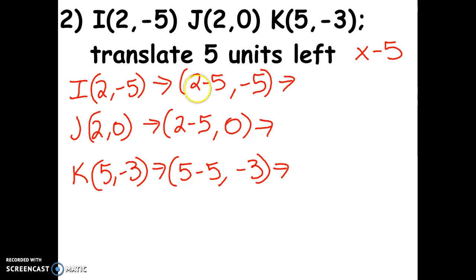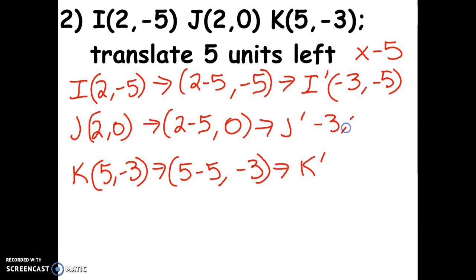Okay. Oh, let me write my labels. So I prime, J prime, K prime. 2 minus 5 is negative 3. 2 minus 5 again is negative 3. 5 minus 5 is 0.